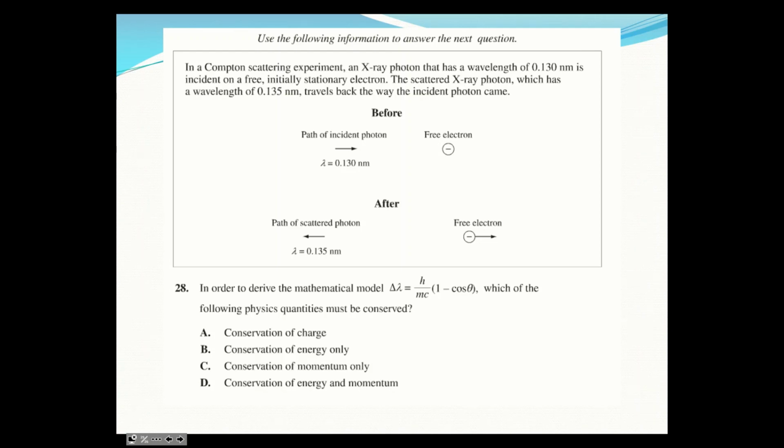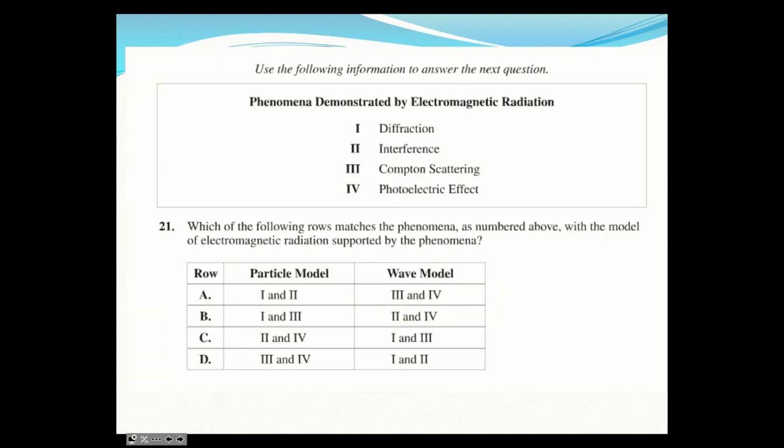In Compton scattering, same question. In order to derive this equation here, which of the following physics quantities must be considered? So I talked about how it's a mishmash of both the conservation of energy and momentum. Okay, and then 21, which of the following rows matches the phenomenon as numbered above with the model of the electromagnetic radiation supported by that phenomenon?